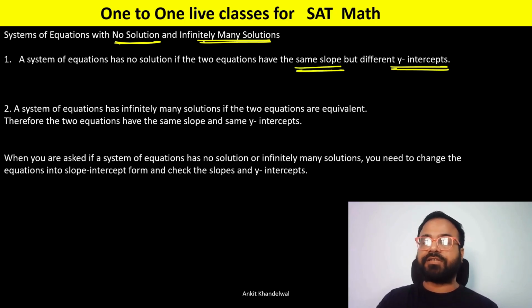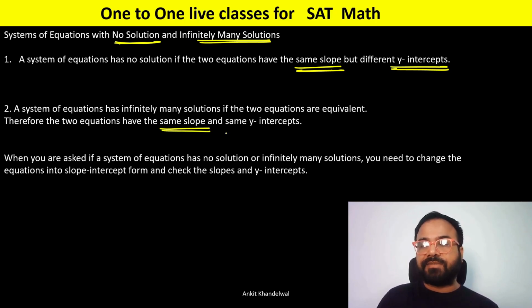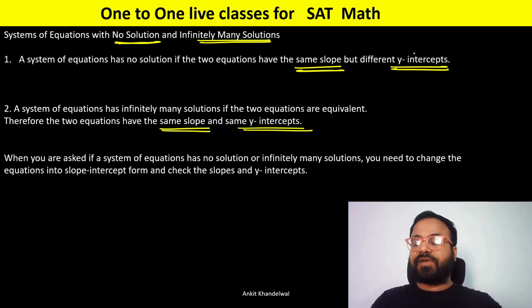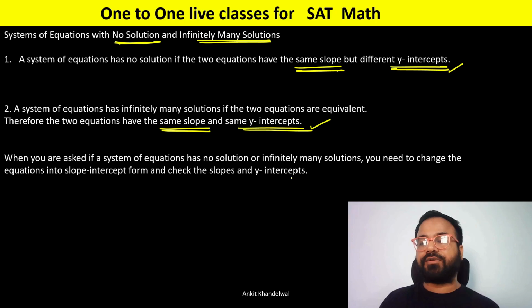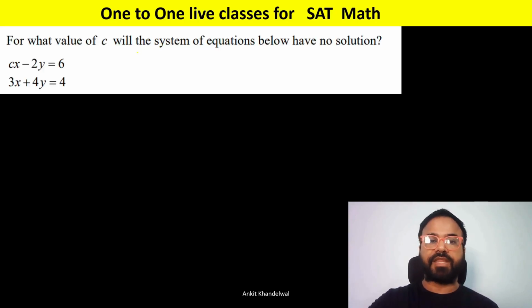For the infinitely many solutions, the lines have to be exactly the same, equivalent to each other. So in that case, they should have the same slope as well as the same y-intercept. If the slope is the same and the y-intercept is also the same, that is the infinite solution. If the slope is the same but the y-intercept is different, that is parallel lines, so no solution. So we just need to convert the equation into the slope-intercept form and compare the slopes and the y-intercepts. That is the way we are going to check whether it is a no solution or an infinite solution. Let's have a look at this.